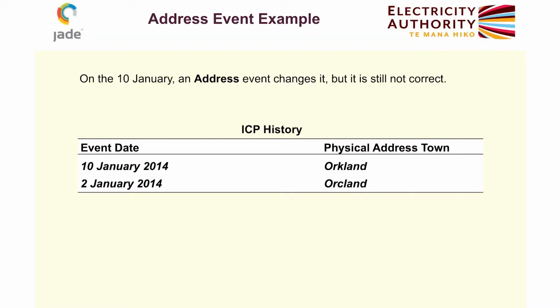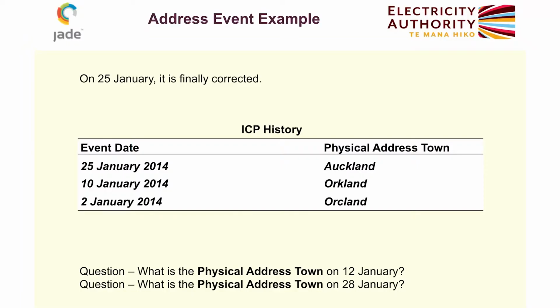Now we might, on the 10th of January, attempt to correct the spelling, so we put in a different spelling now. And we've got the event date 10th of January. Let's assume we have another go, and on the 25th of January, event date 25th of January, we finally managed to spell Auckland correctly. So a couple of questions. What's the physical address town as at 12th of January? OK, correct. Yep. And on the 28th of January, it would be Auckland spelt correctly.